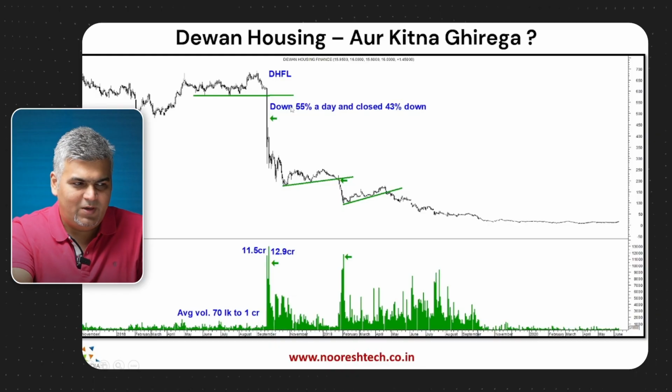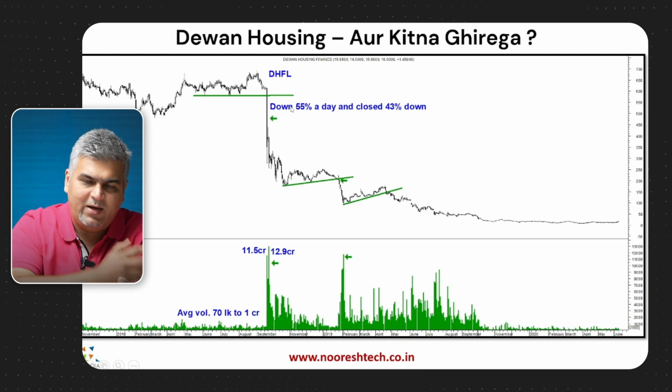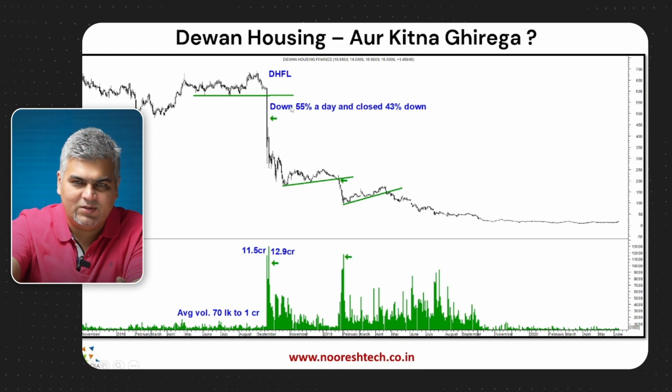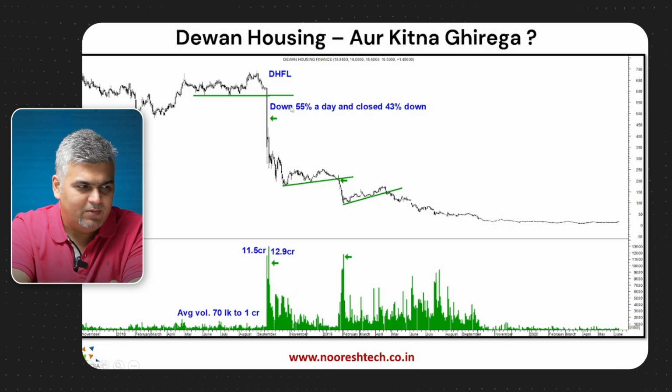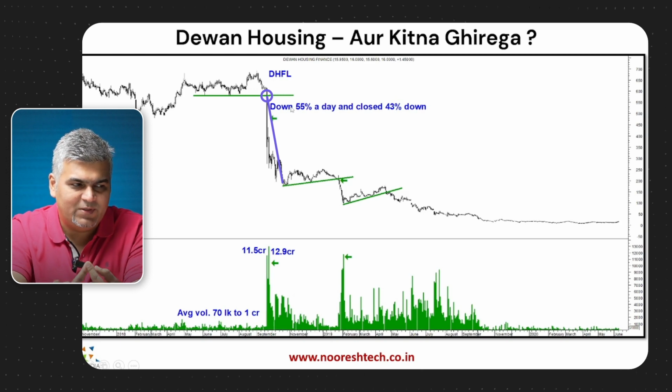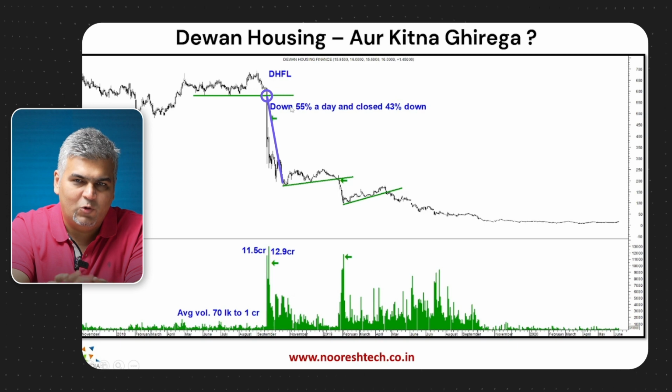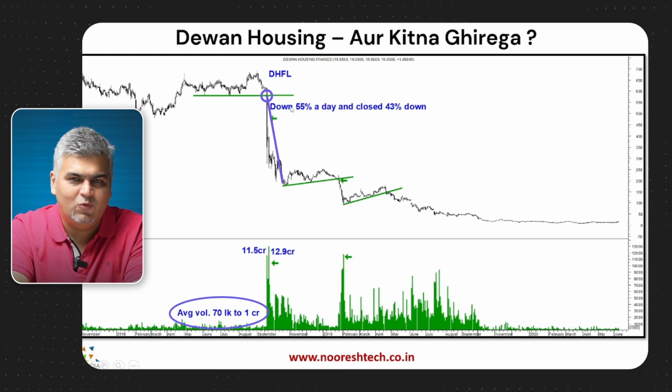So the next example is a company called Diwan Housing Finance, which did really well, right? It went from 100 rupees to 600 rupees, saw a lot of institutional action, HNI action. Then it topped out somewhere, making almost the same tops. But on the day of the fall, one of the days where it broke the last swing bottoms, it was down 55% in a day, closed almost 43% down. The volumes, which used to be 70 lakhs to 1 crore, on that day were 11 crores.